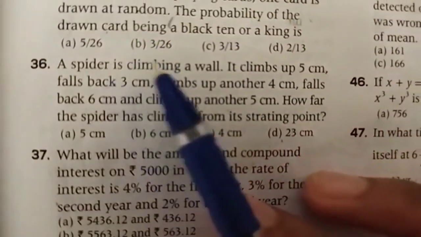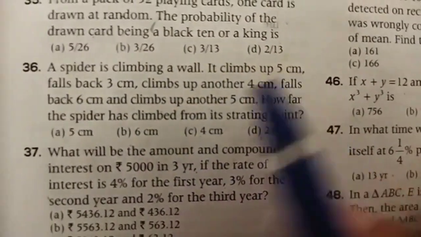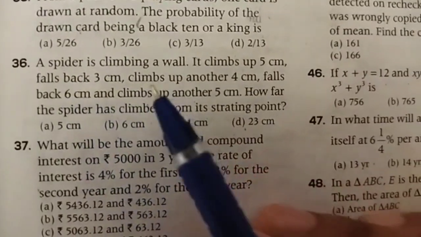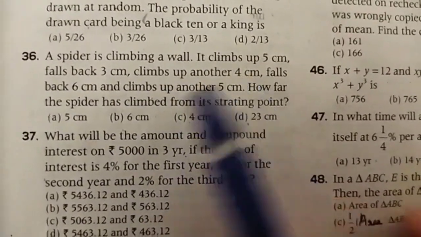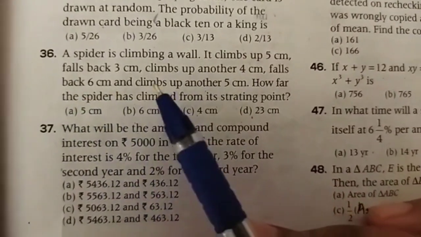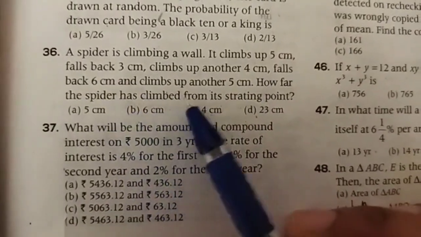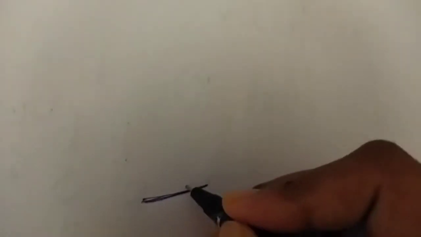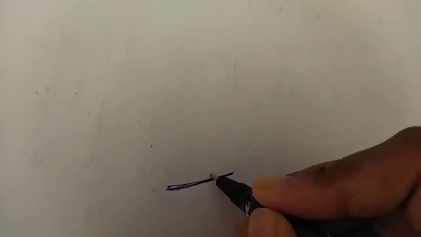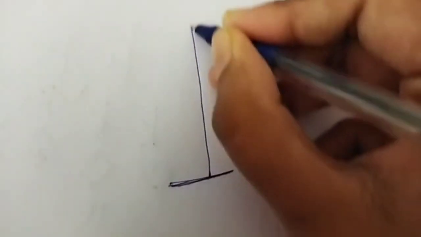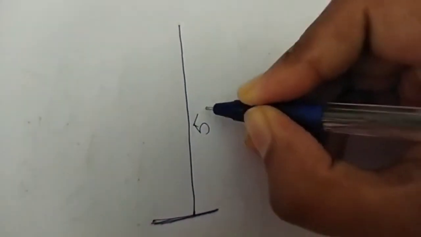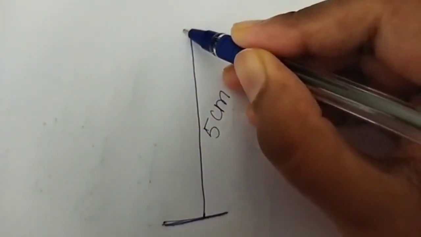Let's go to the next sum. A spider is climbing a wall. It climbs up 5 centimeter, falls 3 centimeter back, climbs up another 4 centimeter, falls 6 centimeter back, and climbs up another 5 centimeter. How far has the spider climbed from its starting point? So let this be the starting point of the spider. Now first the spider climbs up 5 centimeter.